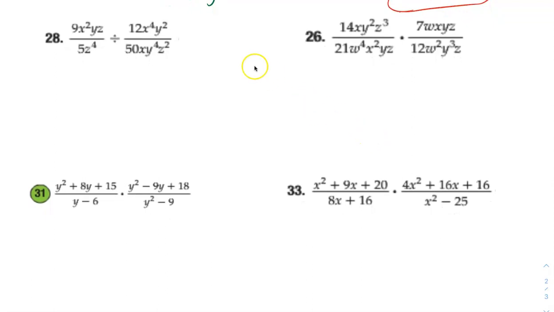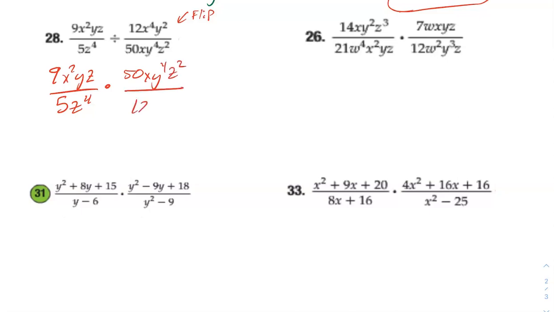Dividing is a lot like multiplying, but you just gotta flip this side first. That's the only difference, right? Is flip. Then you just multiply it. So let's do that. 9x squared yz over 5z to the 4th times 50xy to the 4th z squared over 12x to the 4th y squared. Right, so once you flip it, now you can just multiply.